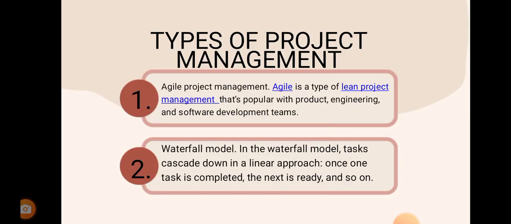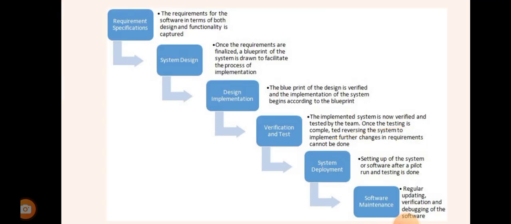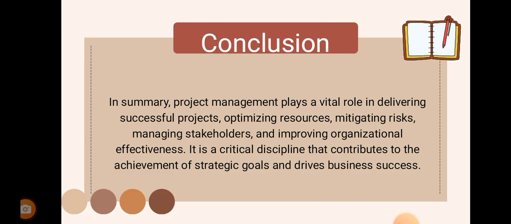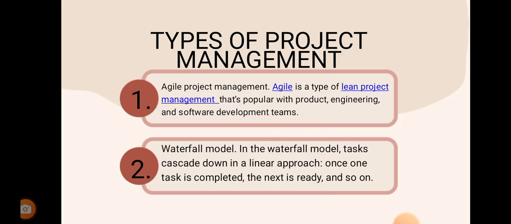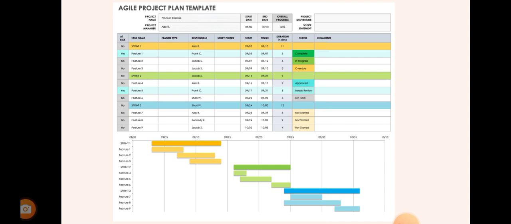Okay, so these are the types of project management. We have three types. Let us first discuss the first type, agile project management. Agile is a type of lean project management that is popular with product engineering and software development teams. Ito po si Agile Project Plan Template.